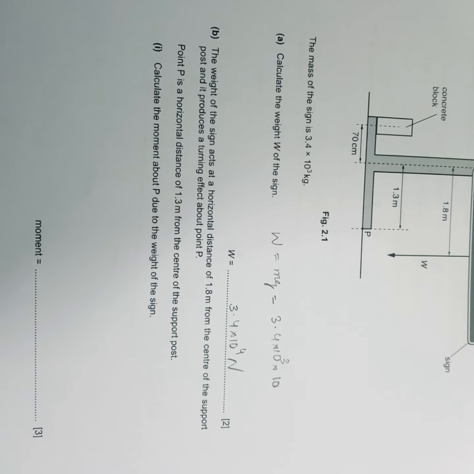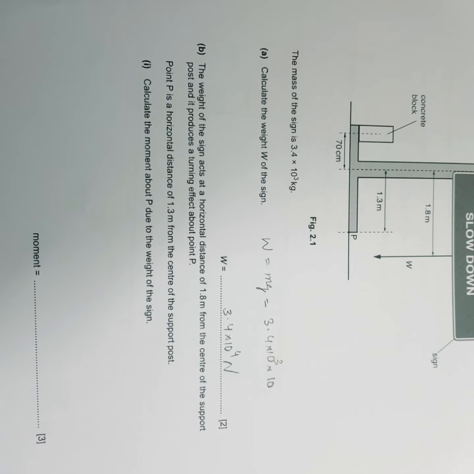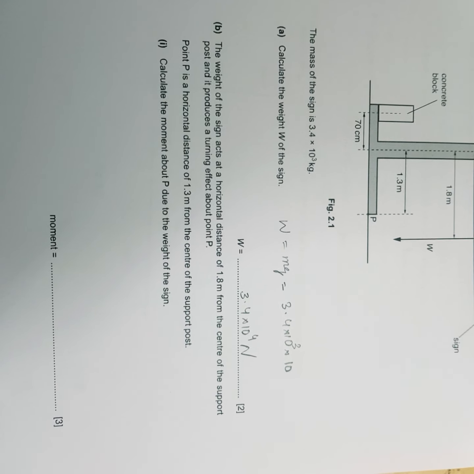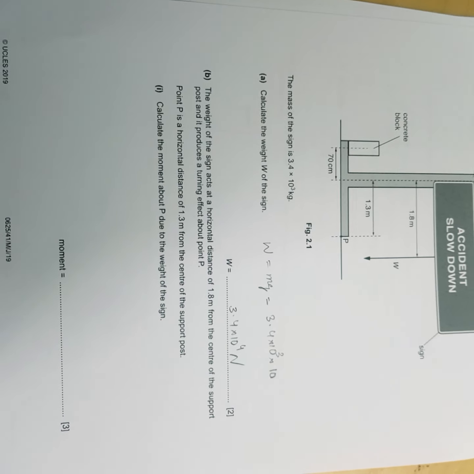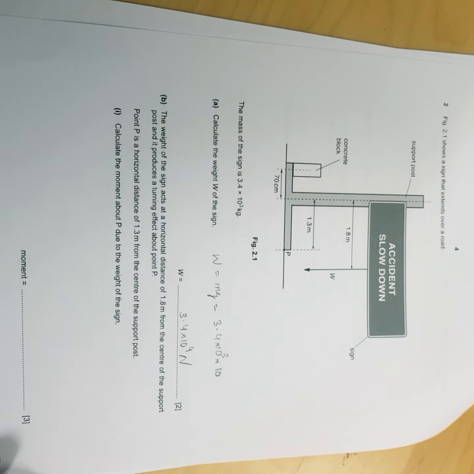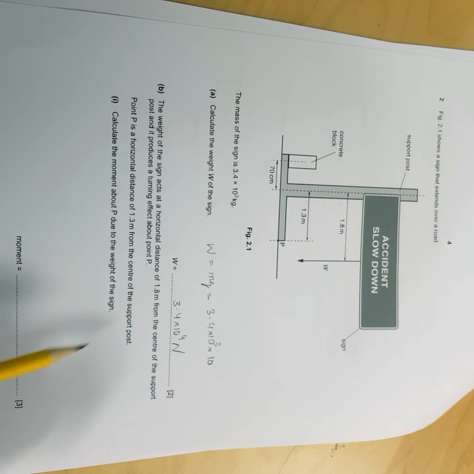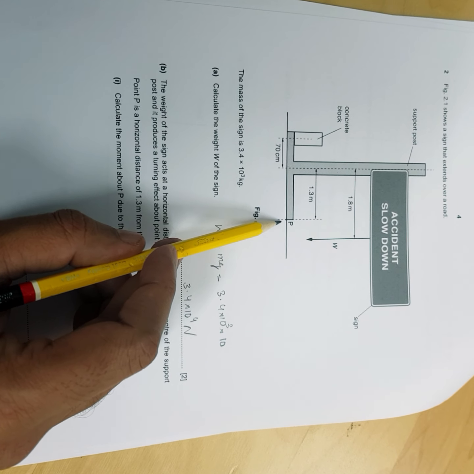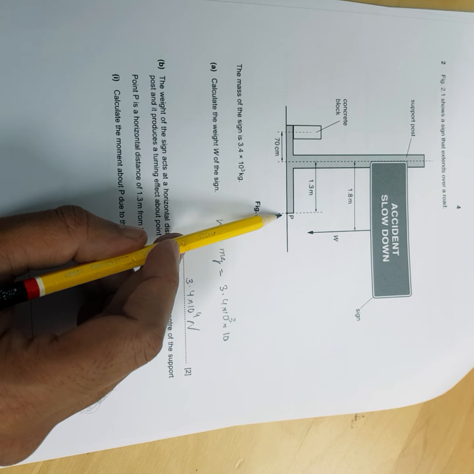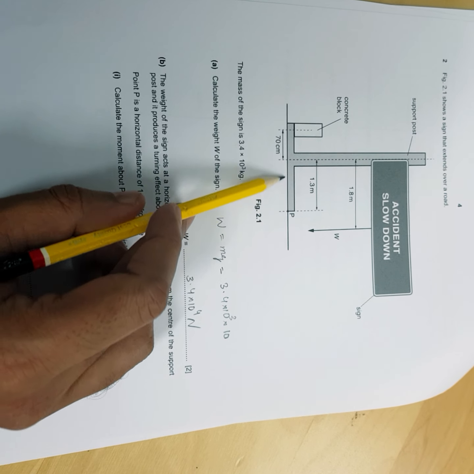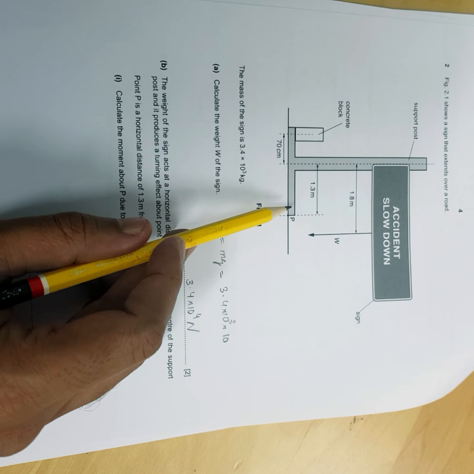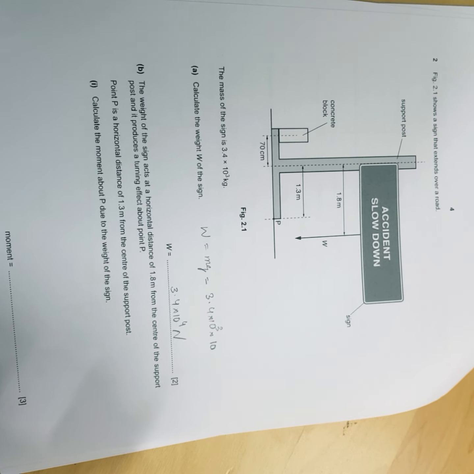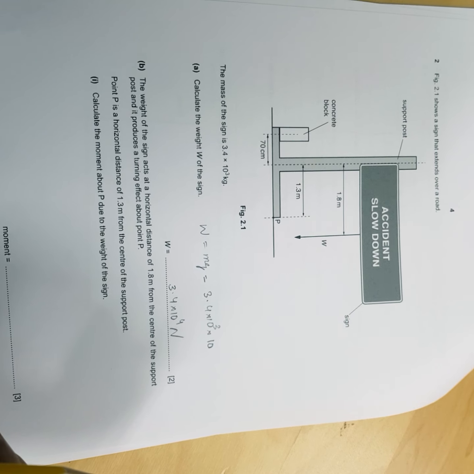Next question: the weight of the sign acts at a horizontal distance of 1.8 meter from the center of the support post, and it produces a turning effect about point P. So we can see a point P there in the picture. This is the point P. The point P is a horizontal distance of 1.3 meter from the center of the support post. Question: calculate the moment about P due to the weight of the sign.